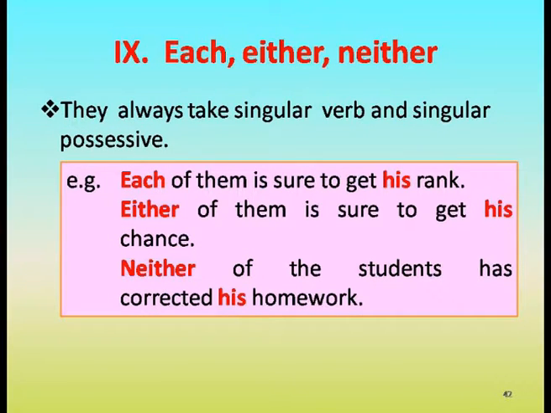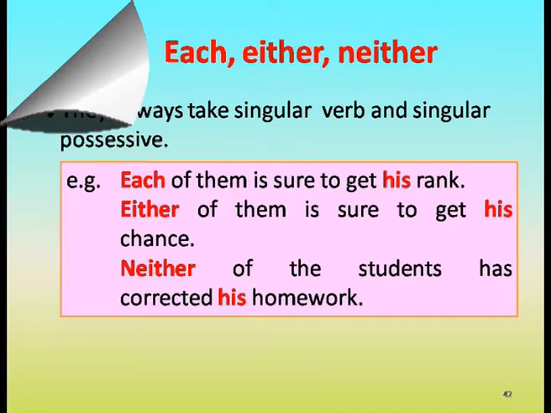Each, either, neither. They always take singular verb and singular possessive. Each of them is sure to get his rank. Either of them is sure to get his chance. Neither of the students has corrected his homework.